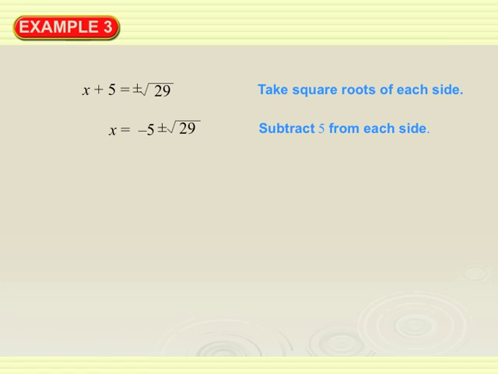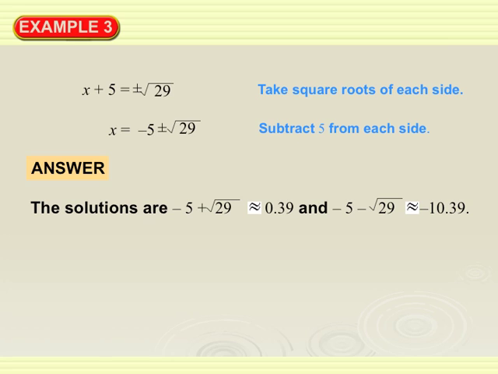So I have negative 5 plus or minus the square root of 29. This is going to give us two different values for x, depending on whether I do negative 5 plus the square root of 29 or negative 5 minus the square root of 29. So negative 5 plus the square root of 29 is approximately 0.39. And negative 5 minus the square root of 29 is approximately negative 10.39. So those are the two solutions. Either x can be 0.39 or x can be negative 10.39. They'll both make my original equation balance.